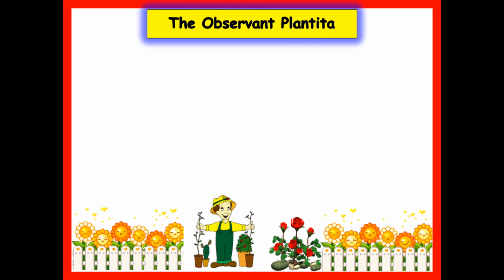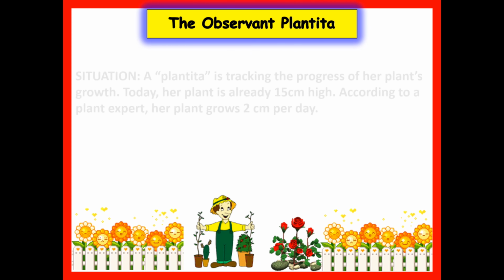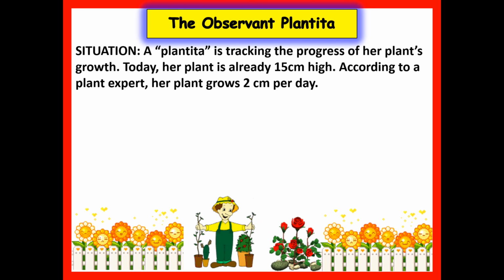So we're going to start with the observant plantita. There's a situation: a plantita is tracking the progress of her plant's growth. Today, her plant is already 15 cm high. According to a plant expert, her plant grows 2 cm per day.